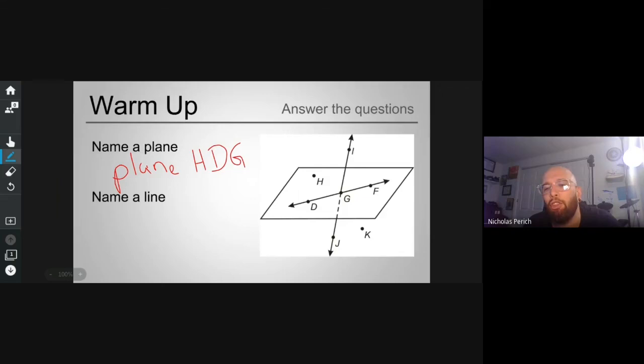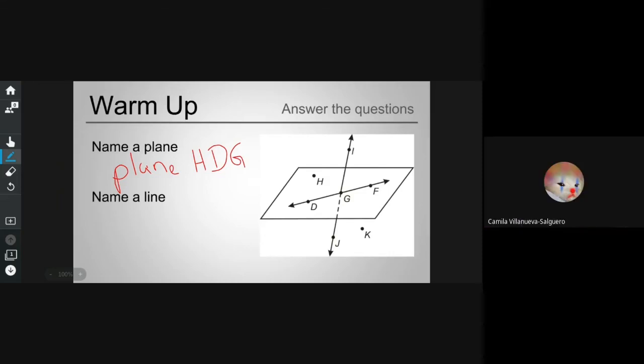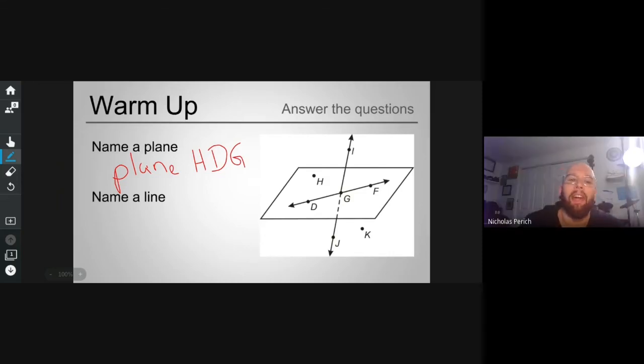Name a line. So many. Somebody in the chat give me 2 points that could be the name of a line. On your mark, set. D and F. So I'll say D and F. Make sure you put the little line with the arrows on it.